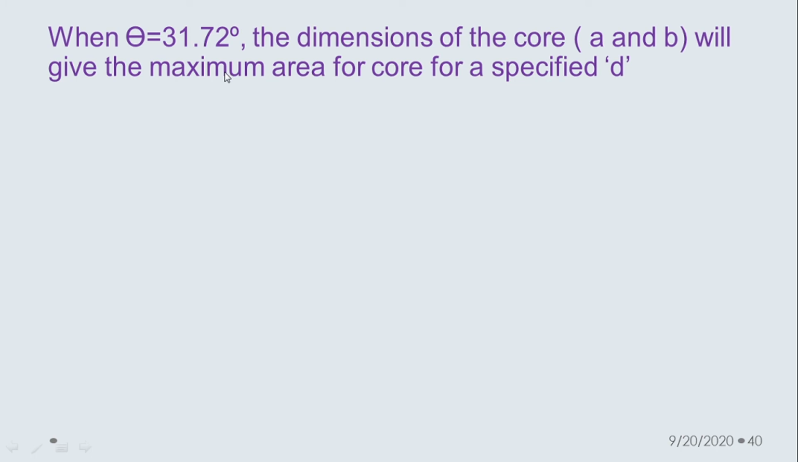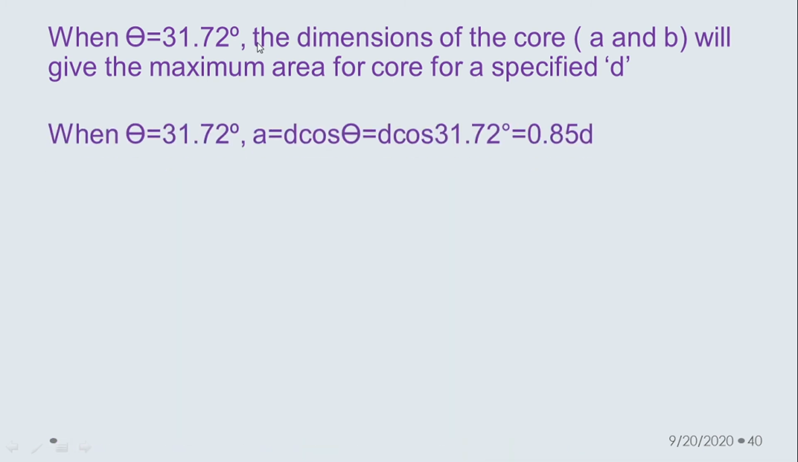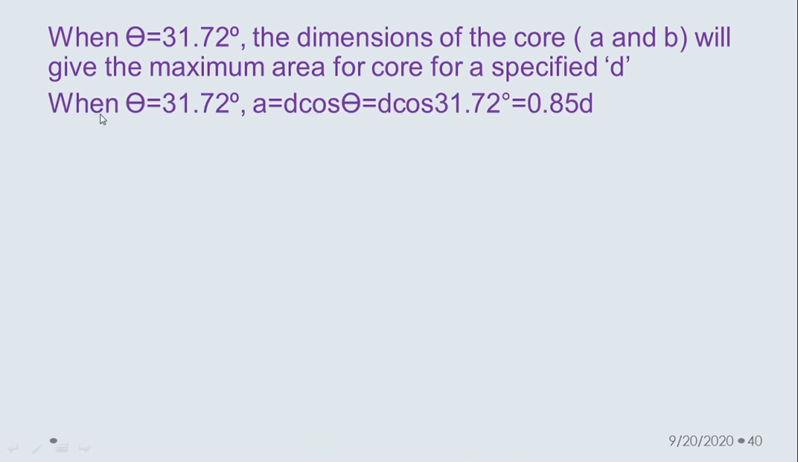So when theta is 31.72 degrees, the dimensions of the core, that is A and B, will give the maximum area for the core for a specified value of D. If you substitute the value of A and B, A is nothing but d cos theta, which is equal to d cos of 31.72 degrees, which is equal to 0.85 d.